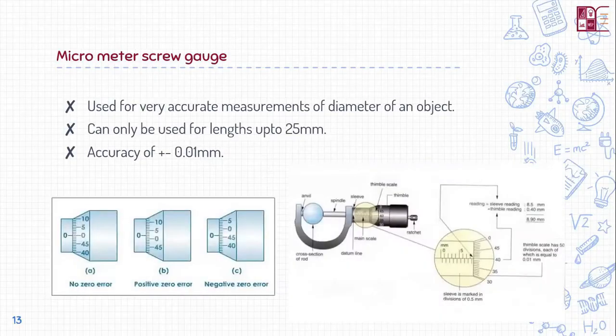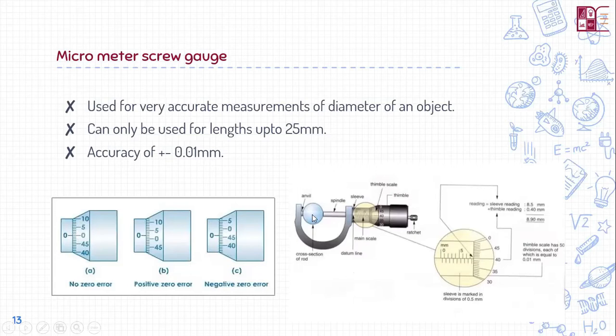Moving on to the micrometer screw gauge. It is used for very accurate measurements of a diameter of an object and can only be used for lengths up to 25 millimeters. The accuracy of this is plus minus 0.01 millimeters. This fixed bar here is the anvil. This is a spindle which is controlled by this thimble and the ratchet. This is the main scale here, and this is the thimble scale. This line going by is the datum line.